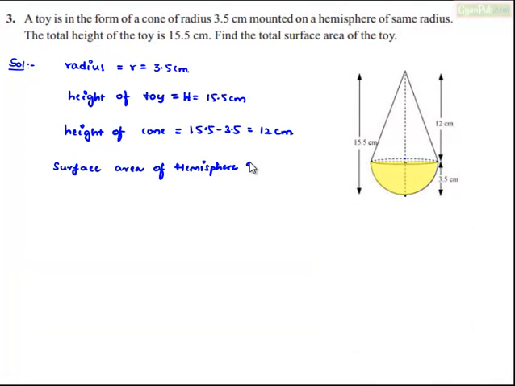Let it be represented by S1, which is equal to 2πr², that is equal to 2 times 22 by 7 times r² which is here 3.5 into 3.5. So here 3.5 goes in 7 2 times, and 2 goes into 2 times 22 as 22, times 3.5 is 77 cm². Therefore we got the surface area of the hemisphere as 77 cm².